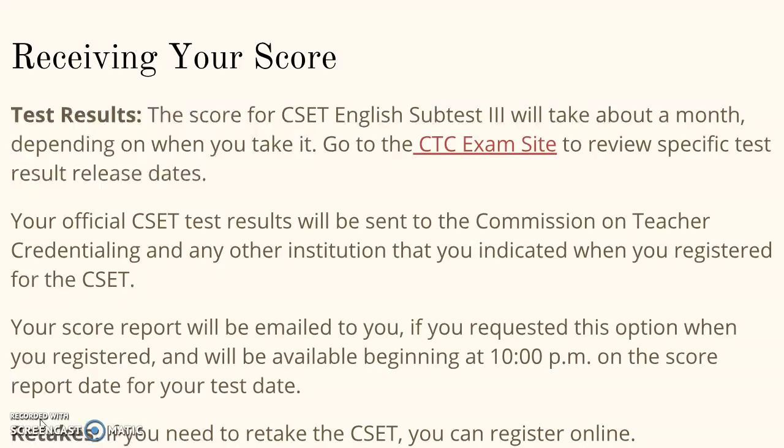In order to find out when your specific results will be released, go to the CTC exam site, which is linked here, to review the specific test result release dates. Your official CSET test results will be sent to the CTC and any other institution that you indicated when you registered, as well as emailed to you if you requested that option when you registered. As always, if you need to retake the test, you can certainly retake it, and you will register for that online.